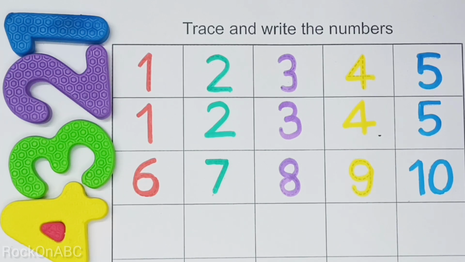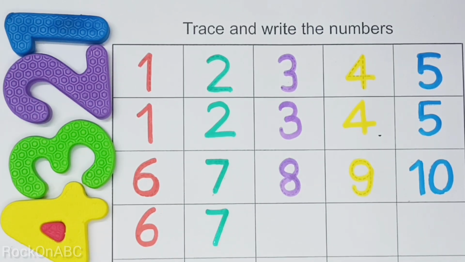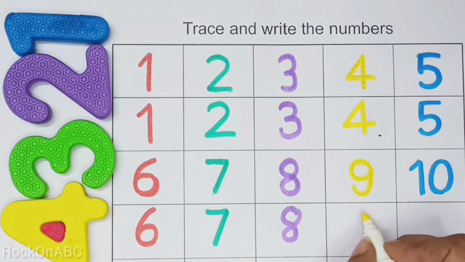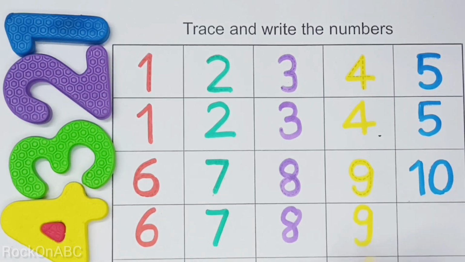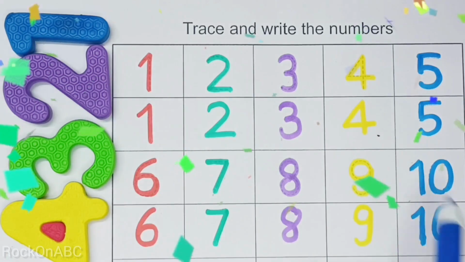Let's revise from number 6 to 10 again. Number 6 red color. Number 7 green color. Now number 8 violet color. Now I will draw number 9 with yellow color. Now it's time for number 10 and we will trace number 10 with blue color. Very good, very good. We have completed from 6 to 10. Now we have completed from 1 to 10.